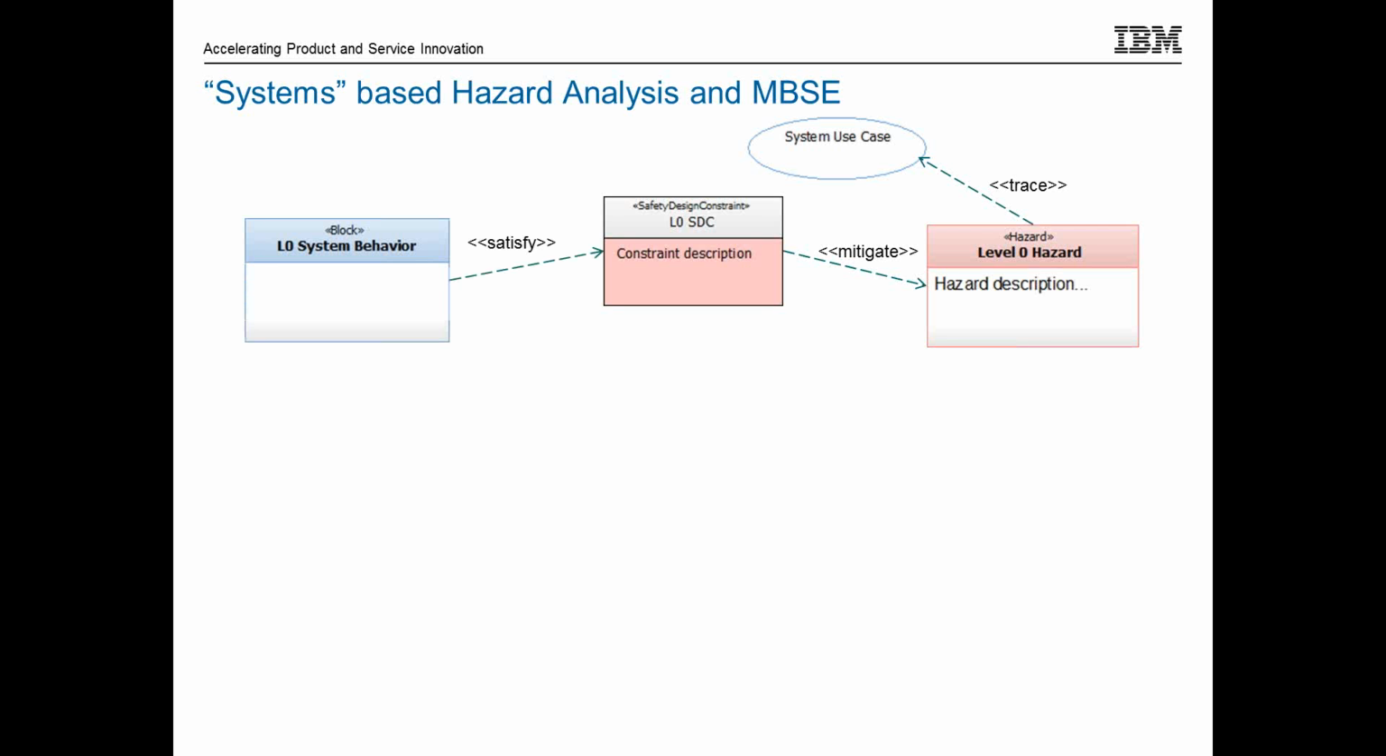That design constraint can then be tied to some description of behavior or element in our design, which is abstractly represented by this block here, and the design must satisfy the design constraints, which are driven by hazards. You can think of this in the context of, say, the black box level of our system.